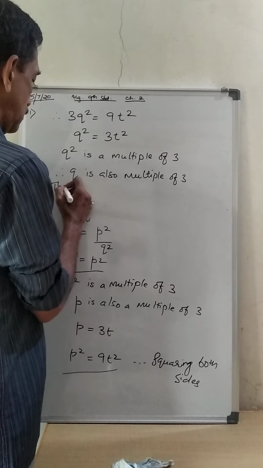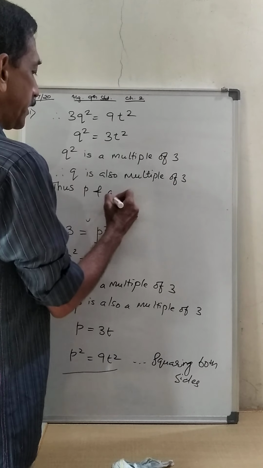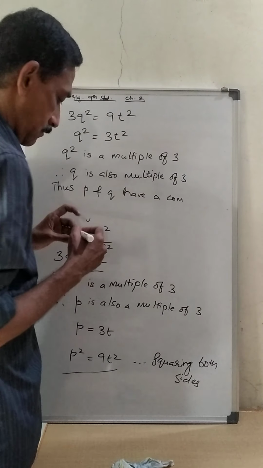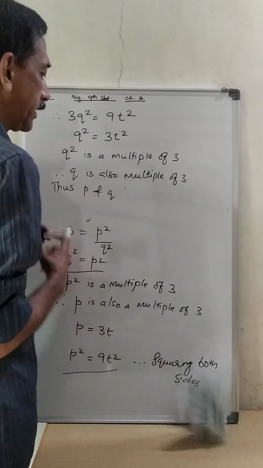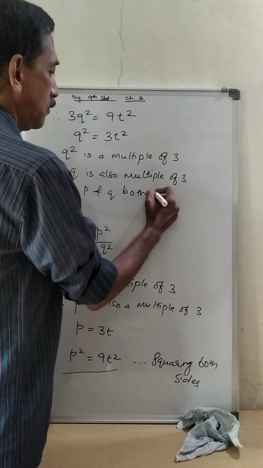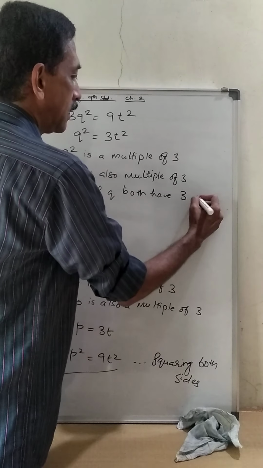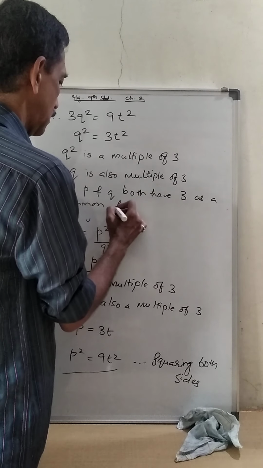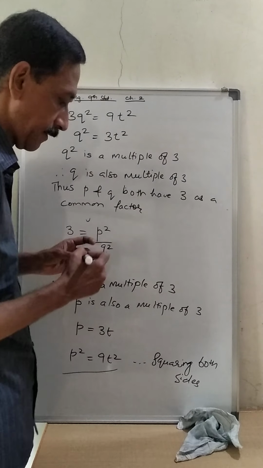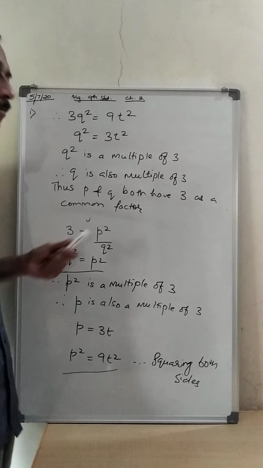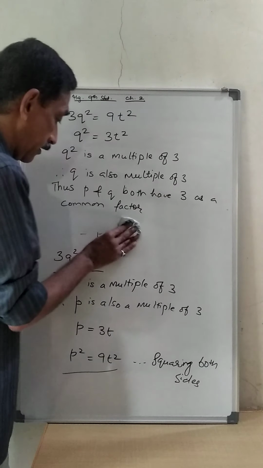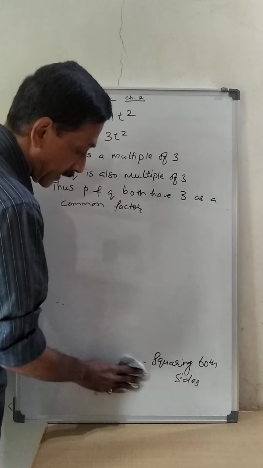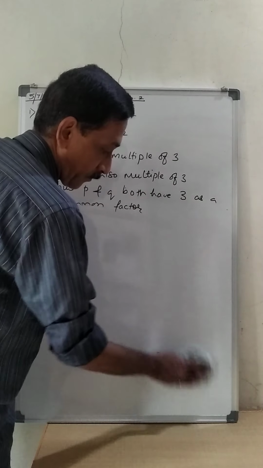Thus P and Q both have a common factor, both have 3 as a common factor, right? Thus P and Q both have 3 as a common factor, but this contradicts our statement that P and Q do not have a common factor, correct?